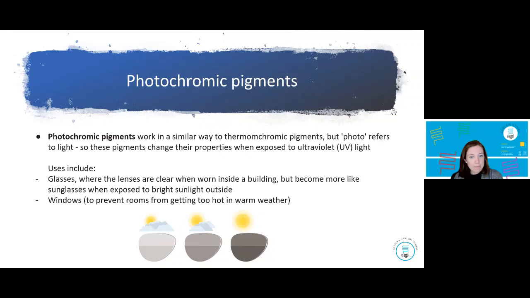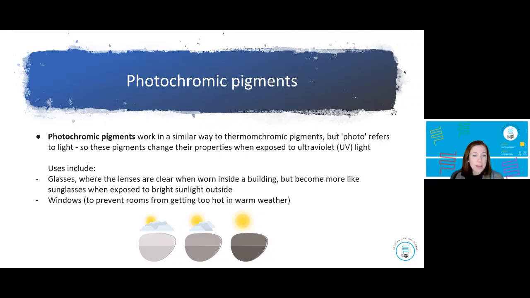When the lenses are clear, okay, so you can see through them, that tends to be when you're inside a building, fine. However, when you go outside and you're exposed to bright sunlight, these lenses can change colour. They will in fact darken in order to protect your eyes from the intense sunlight, okay, the UV light. So that's really clever, and that means you don't have to change between your regular glasses and special sunglasses. You're having that protection instantly. So very good use for photochromic pigment there.